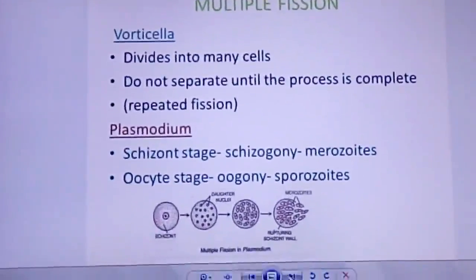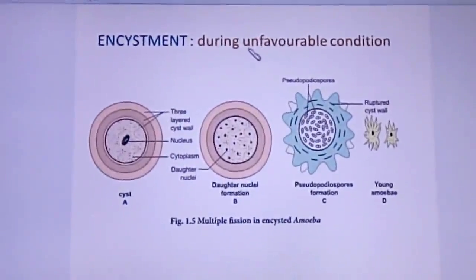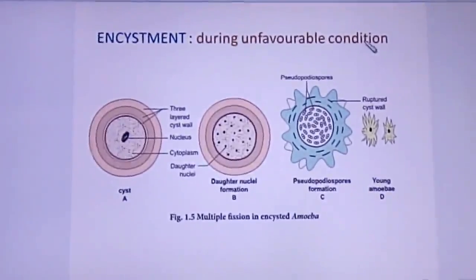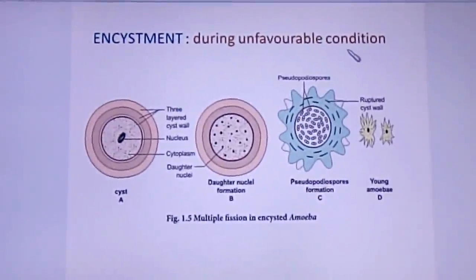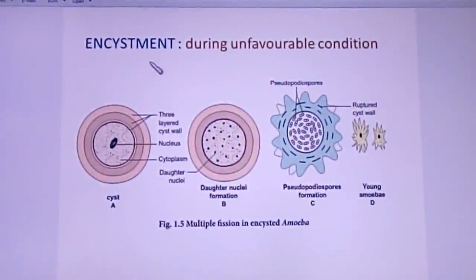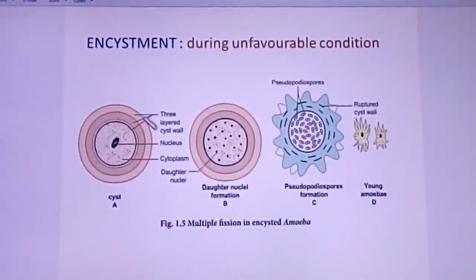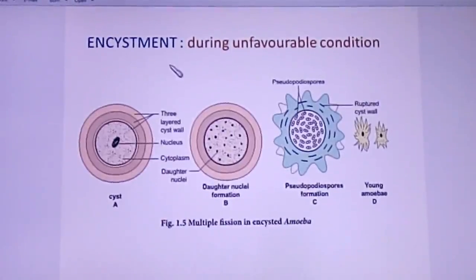Next one is encystment. As I told you during the introduction, encystment occurs during unfavorable conditions. That is, when the condition is not suitable for the organism to survive, it encases itself to protect itself from the unfavorable condition. That is what is called encystment.